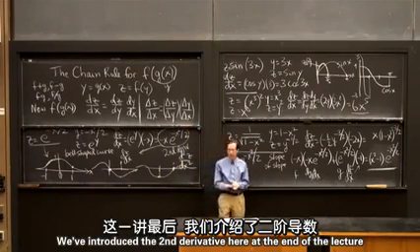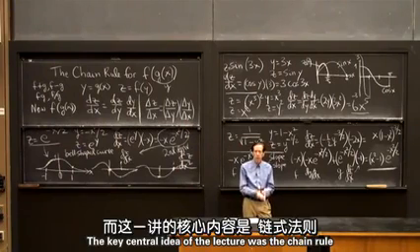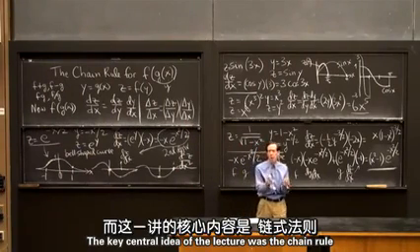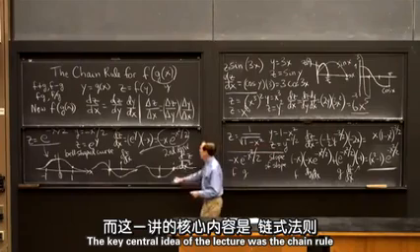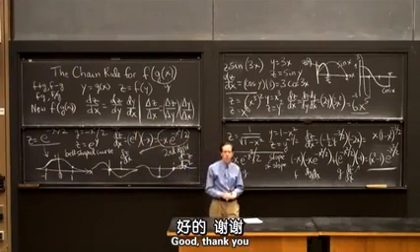We've introduced the second derivative here at the end of a lecture. The key central idea of the lecture was the chain rule to give us that derivative.